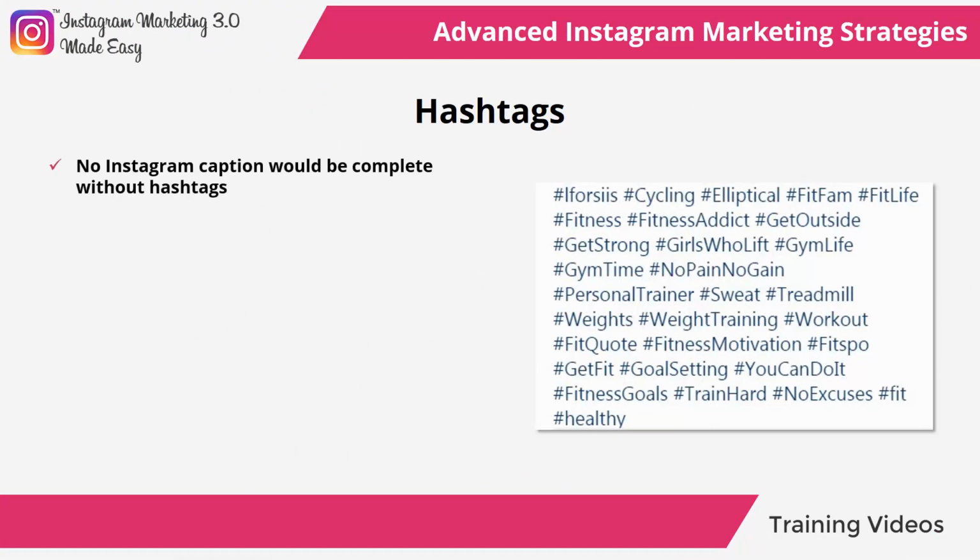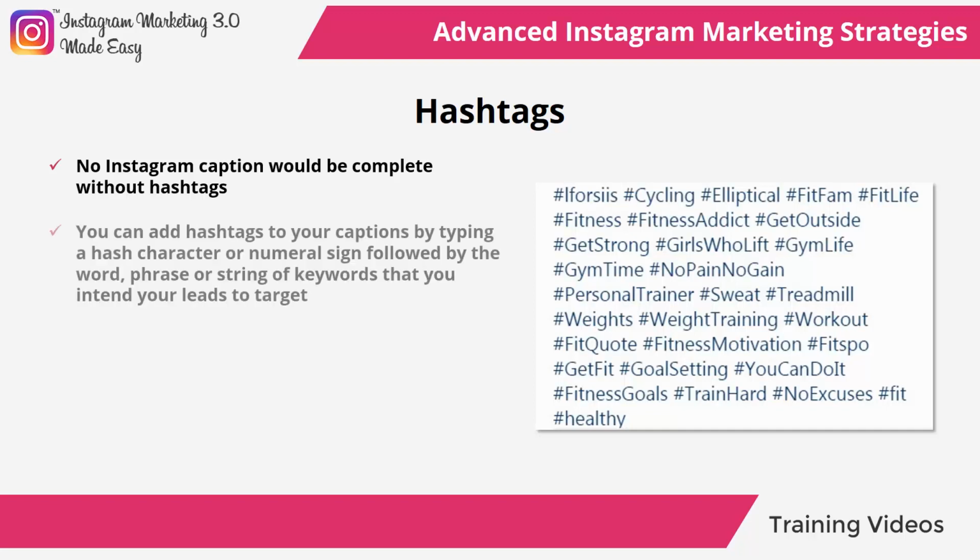Hashtags. No Instagram caption would be complete without hashtags. Hashtags are labels that help social media users to find specific information relevant to a keyword or string of keywords. We're going to use hashtags as a marketing tool and as an advantage. You can add hashtags to your captions by typing a hash character or numeral sign followed by the word, phrase, or string of keywords that you intend your leads to target. The maximum and minimum number of hashtags that you should include in your posts is 11.